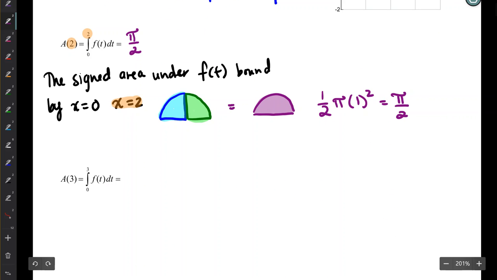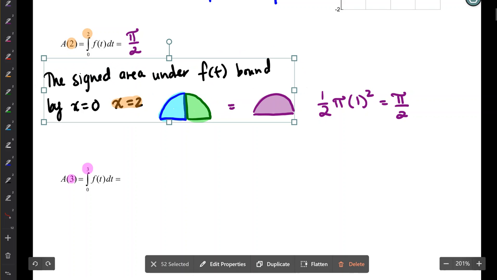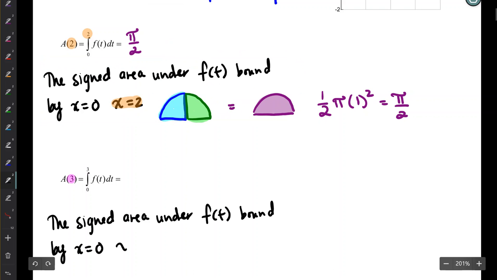Lastly, we're going to find A of 3. All right, so there's where I'm stopping. This is finding the signed area under the curve f, but bound by the vertical lines x is 0 and x is 3. Sorry for saying x is 2. I was just getting ready to copy the text above, and so I read a 2. We are integrating as x goes from 0 to 3.